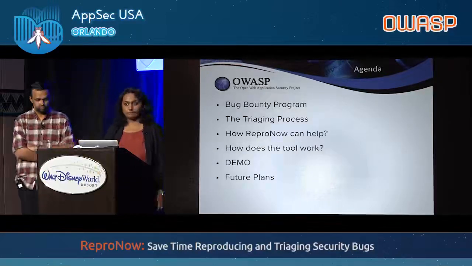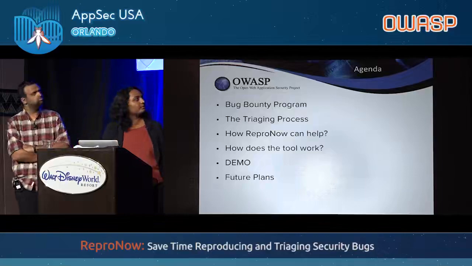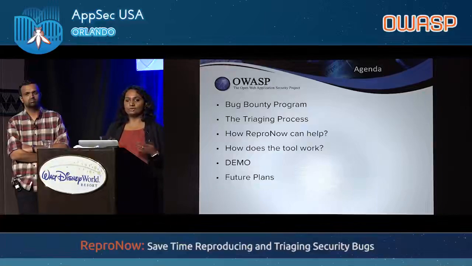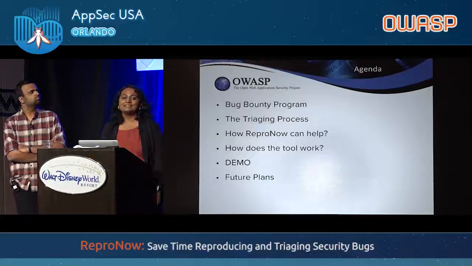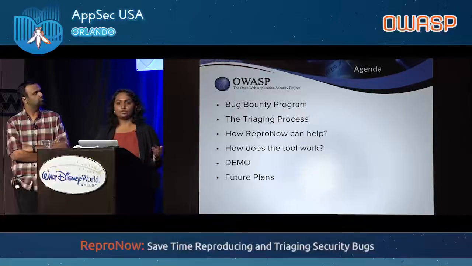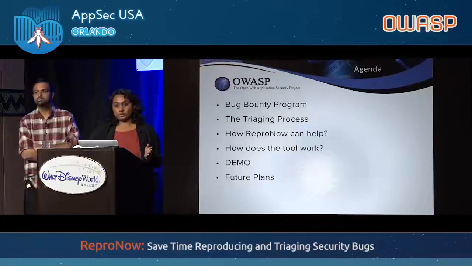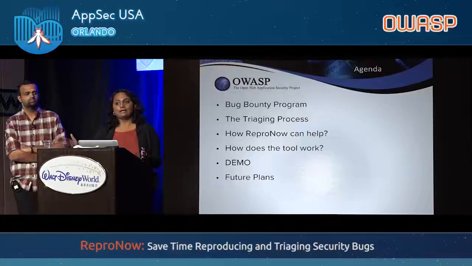The agenda for today. We're going to start off with a basic understanding of the bug bounty program. How many of you here have run a bug bounty program or submitted a bug? Okay, that's a great number. For the rest of you, it's a brief introduction. Then we're going to walk you through the triaging process. How much effort does it take for a security engineer to take a bug that has been submitted to the point where it's verified valid, and you can triage it, create an internal ticket, and resolve it.